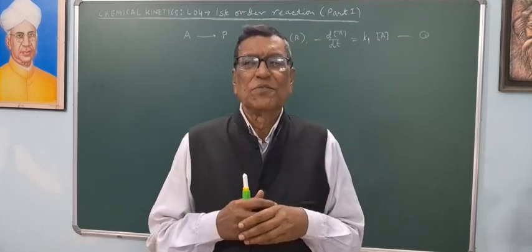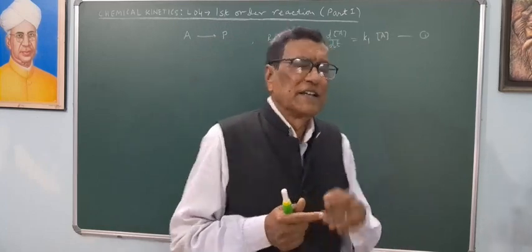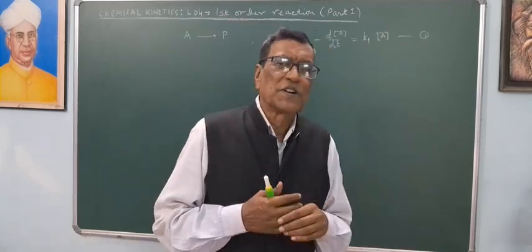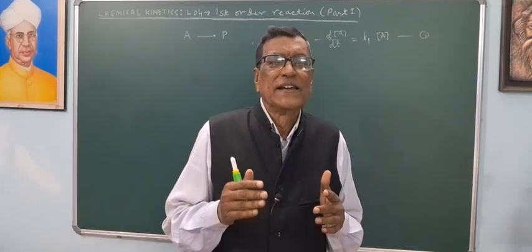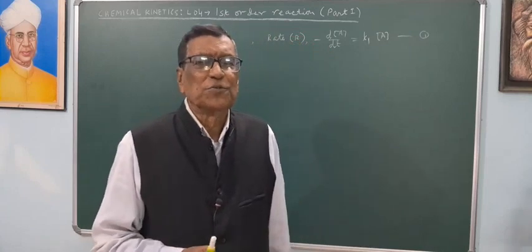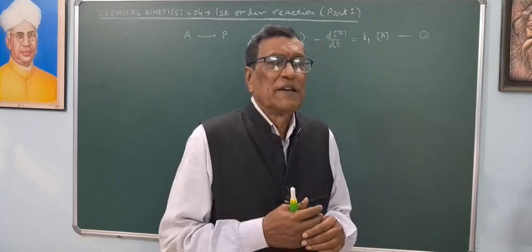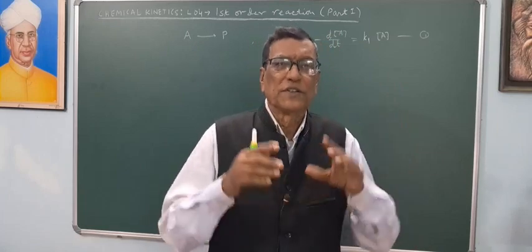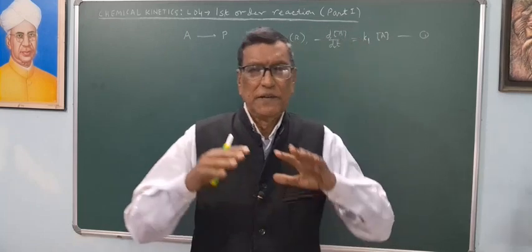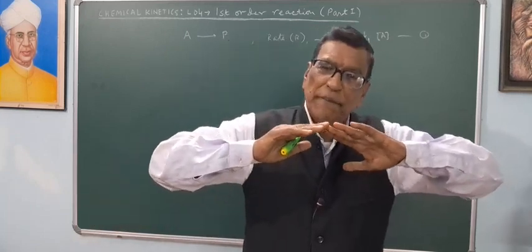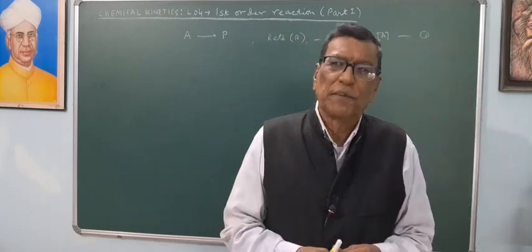So let us now draw attention to the first order reaction. For first order reactions, the rate of the reaction is directly proportional to the concentration of the reactant, to the first power, or single power, of the concentration of the reactant. It means that if you make the concentration of the reactant doubled, then the rate will also be doubled.